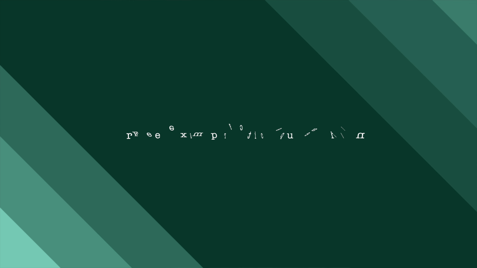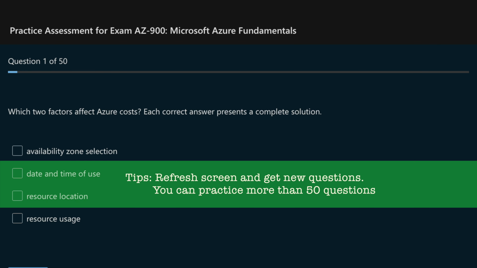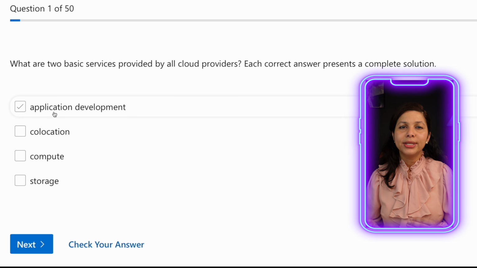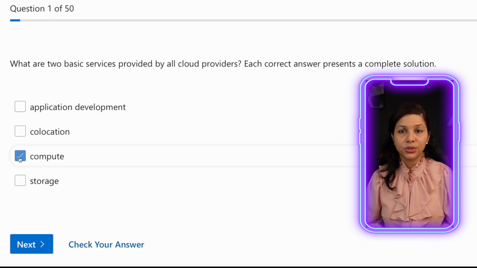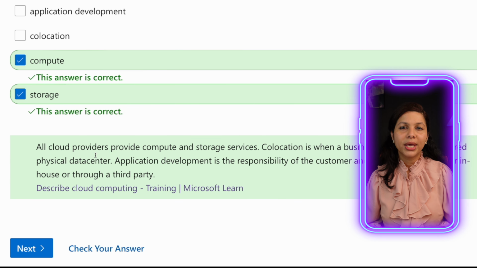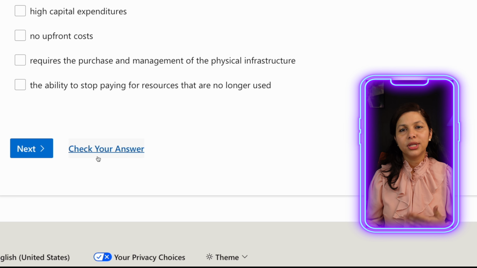You can do the free practice test from Microsoft itself. You can refresh the practice question page and some new questions will come. Example: what are 2 basic services provided by all cloud providers? Each correct answer presents a complete solution. The right answer is compute and storage. You can check the answer by clicking on check your answer, and you can go to the next and so on.